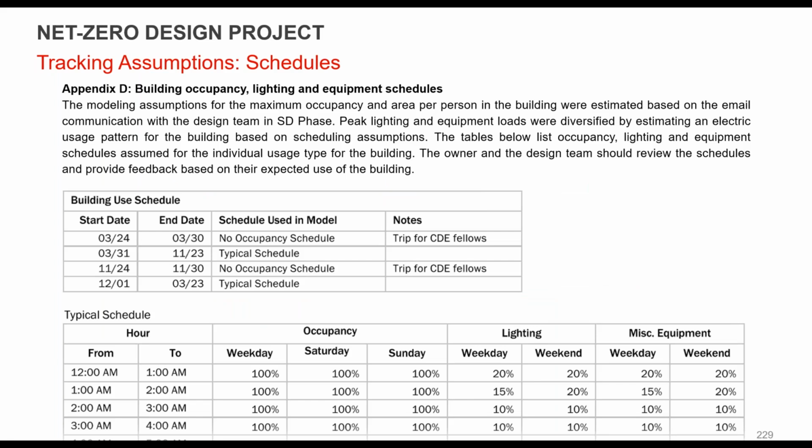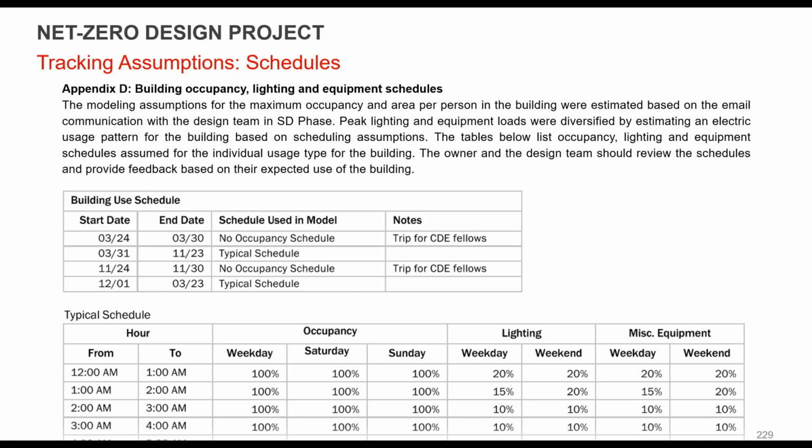So this was some schedules. They were looking at a dormitory, which is often very different from other building types, and trying to look at occupancy, lighting, equipment, and how it might be different. So there are models for that.